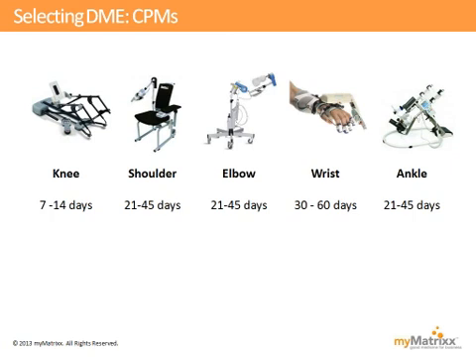So here's just some average usage for each of these products. Knee CPM, 7 to 14 days, pretty standard. Shoulder, 21 to 45. The wrist is the most lengthy use of a CPM. That's because in our hands we have many small bones that can be crushed, a lot of crush injuries. 60 days isn't uncommon. I've seen some of these go on for 6-7 months. We're trying to bring back that full range of motion into the patient's hand.